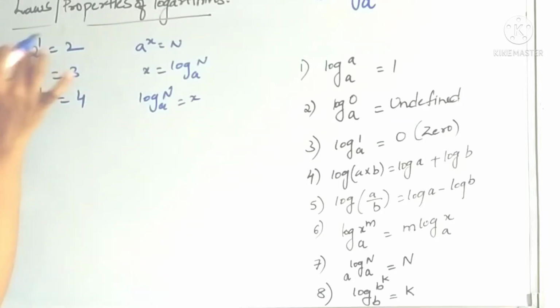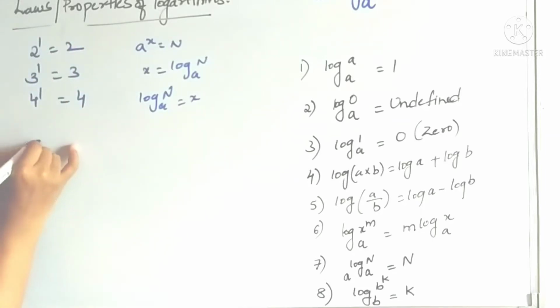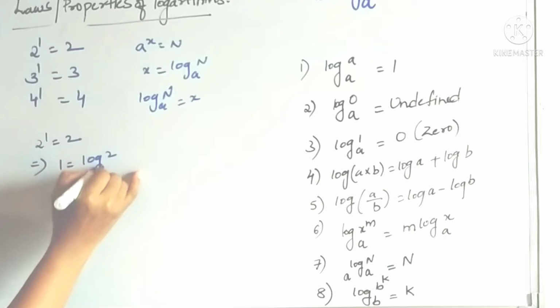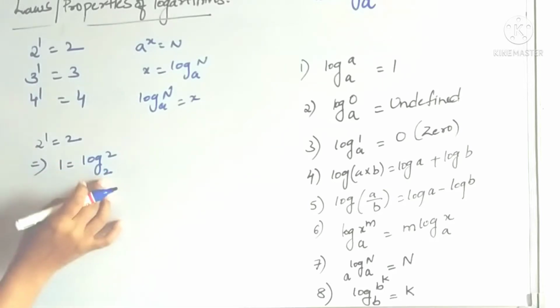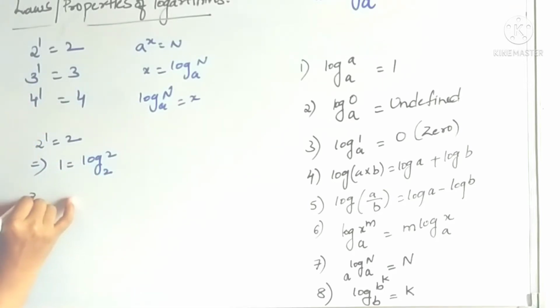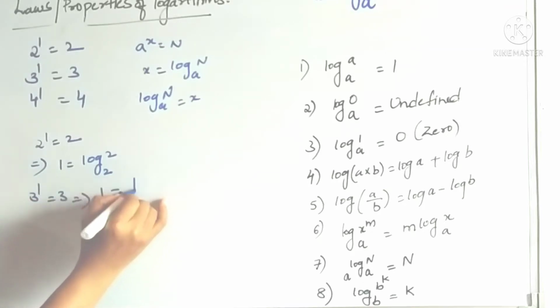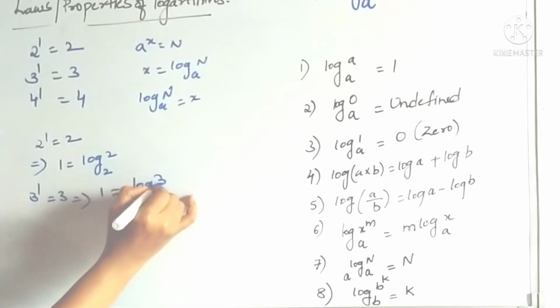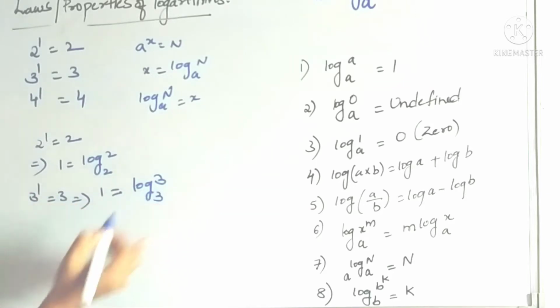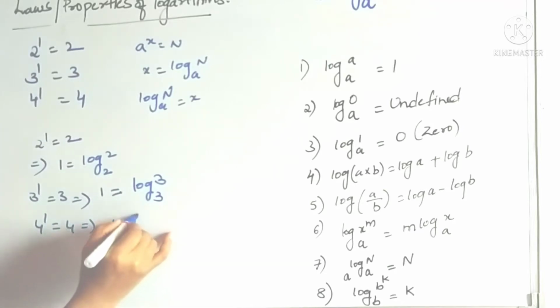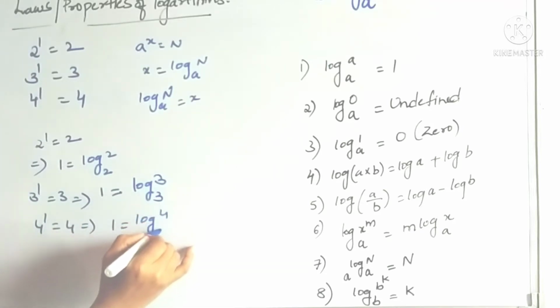Okay, so basing on this, how can we write this? 2 power 1 is equal to 2. So then 1 is equal to log 2 base 2. Base of the number is 2. Similarly, 3 power 1 is equal to 3. So then 1 is equal to log 3 base 3. Right? So 4 power 1 is equal to 4. So you can write 1 is equal to log 4 base 4.